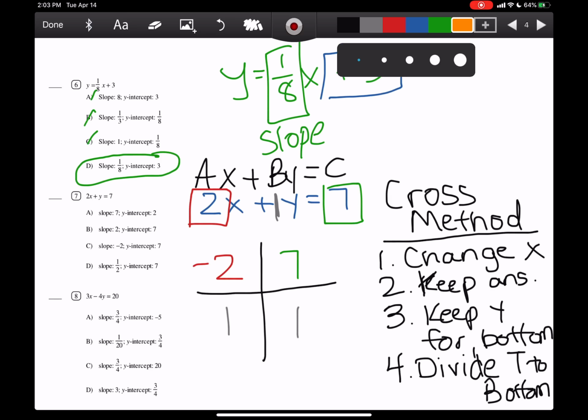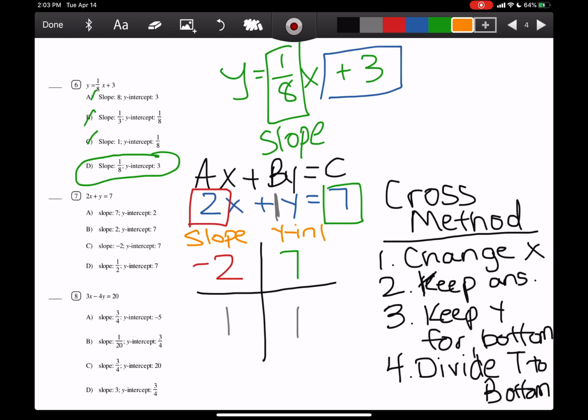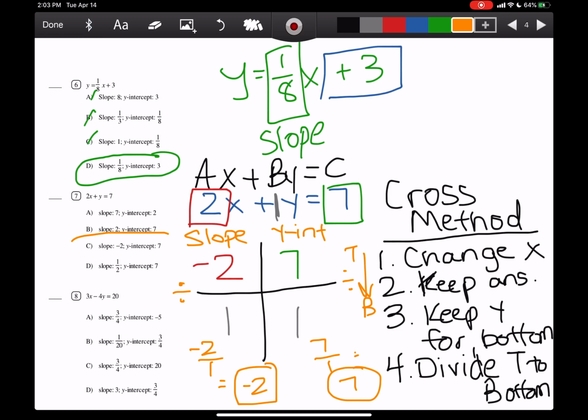Now, this column will give you your slope. This column will give you your y-intercept. So if I divide from top to bottom, that's negative 2 divided by 1 and 7 divided by 1. So negative 2 divided by 1 equals negative 2. And 7 divided by 1 will give you 7. So I have a slope of negative 2 and a y-intercept of positive 7. So let's look at my answer choices here. If I have a slope of negative 2, the only one that can match up would be answer choice C. Answer choice C. Pause this video and see if you can work through number 8.